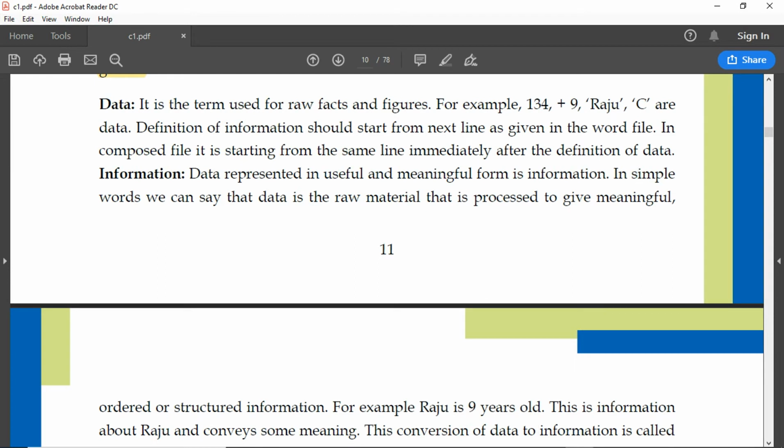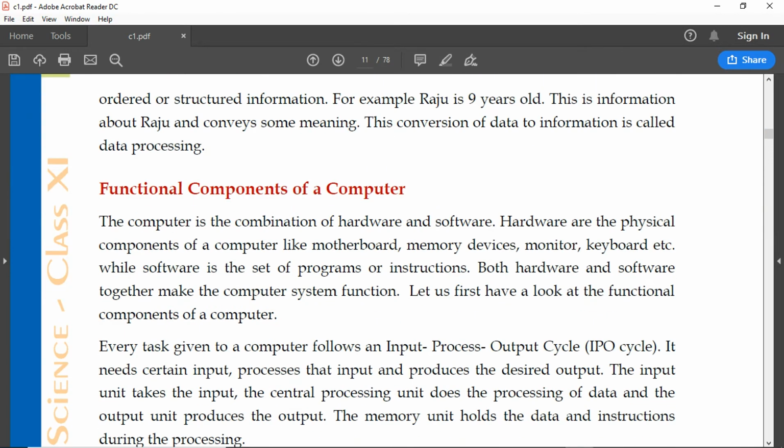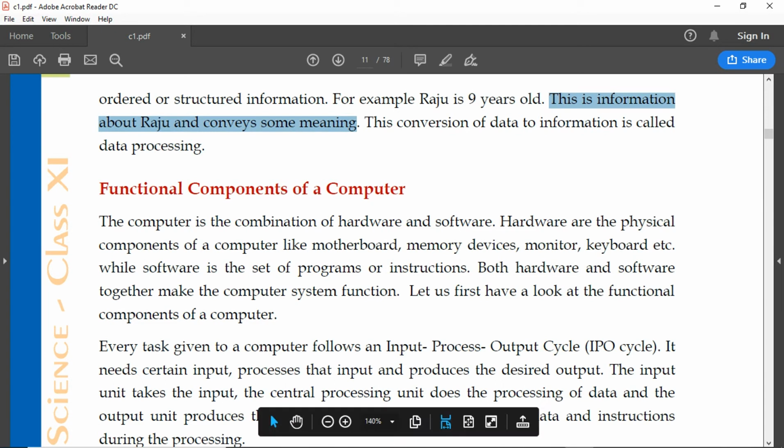Information: data represented in useful and meaningful form is information. In simple words, we can say that data is the raw material that is processed to give meaningful, ordered or structured information. For example, RAU is 9 years old. This is information about RAU and conveys some meaning. This conversion of data to information is called data processing.